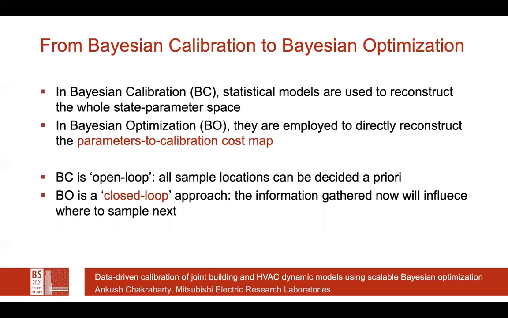Secondly, Bayesian calibration is somewhat open loop, which means that once you know a prior distribution on your parameter space, you can then sample off of that distribution without requiring consecutive updates to the prior. Whereas Bayesian optimization is kind of a feedback-based or a closed-loop approach, where the next sample location is going to be decided by all of the information you have so far. And this is why typically it requires fewer iterations of Bayesian optimization to converge compared to Monte Carlo type methods that are more prevalent in Bayesian calibration approaches.